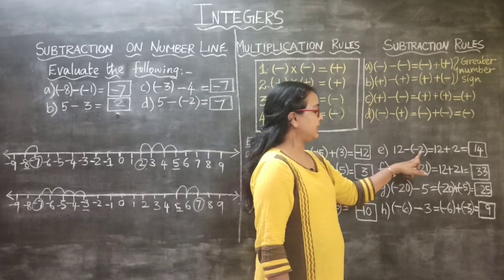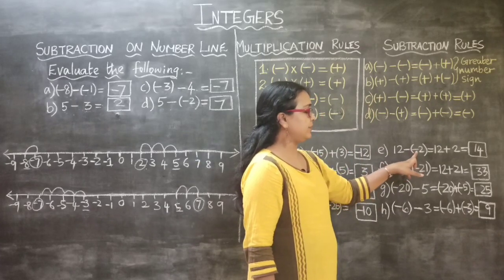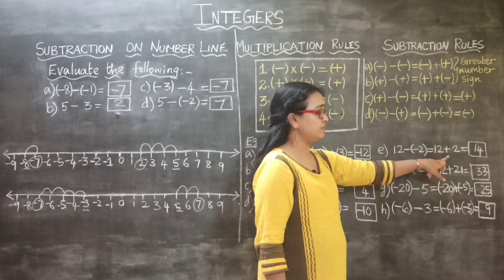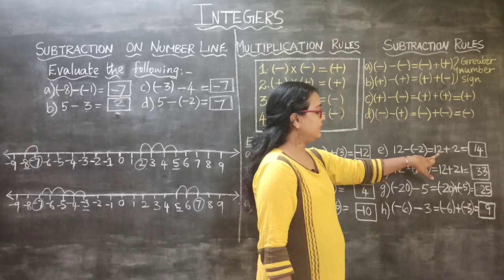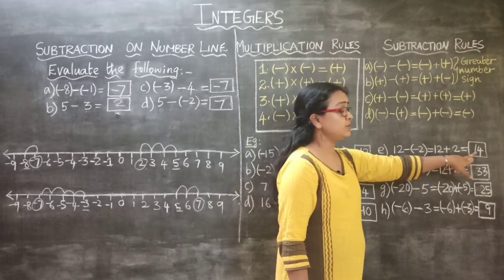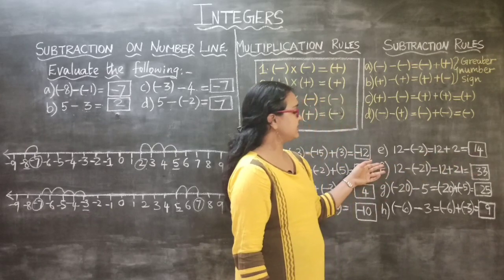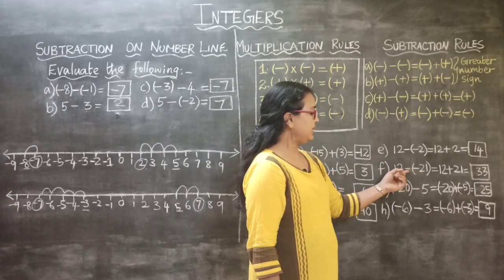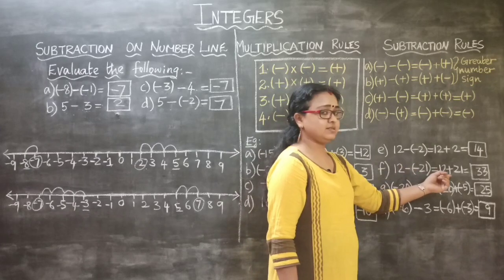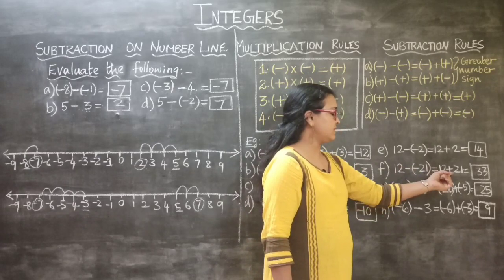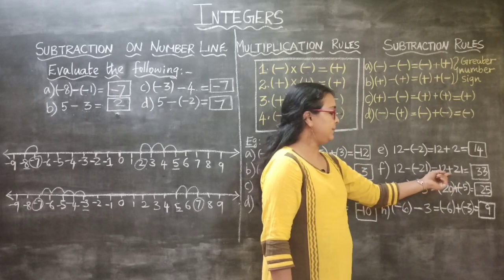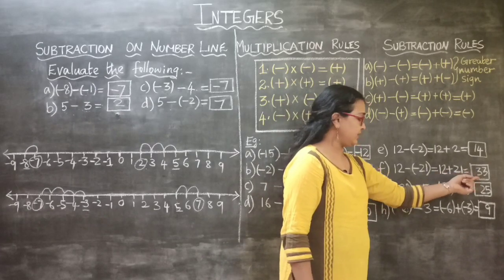12 minus 2. Now minus multiplied by minus is plus, and we have to put the positive symbol, that is addition, and here plus 12 plus 2 is 14. Next example here is 12 minus 21. So minus into minus is plus. So plus here it is, and also a positive integer for 21. So 12 plus 21 is 33.